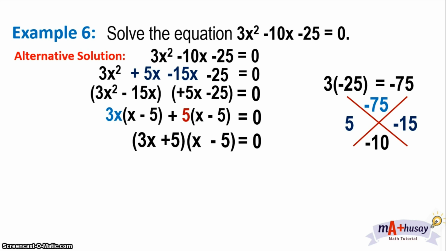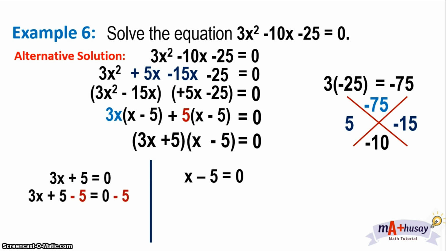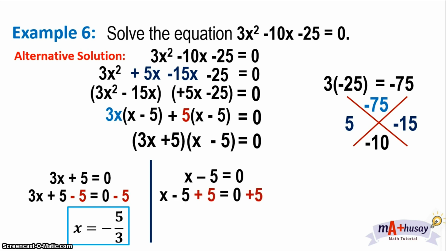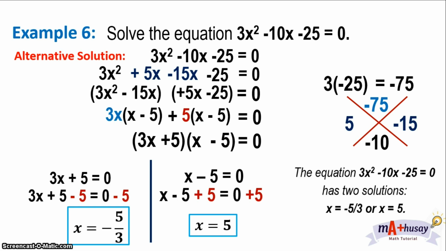So again, we have two equations to deal with. By applying the zero product property, 3x plus 5 equals 0. Ang isa naman, x minus 5 equals 0. Now, 3x plus 5, you have to add negative 5 to both sides of the equation. So, the value of x, again, is negative 5 over 3. On the other side, you have to add positive 5 to both sides of the equation. So, ang sagot ay positive 5. So, therefore, the solutions are negative 5 over 3 and positive 5.